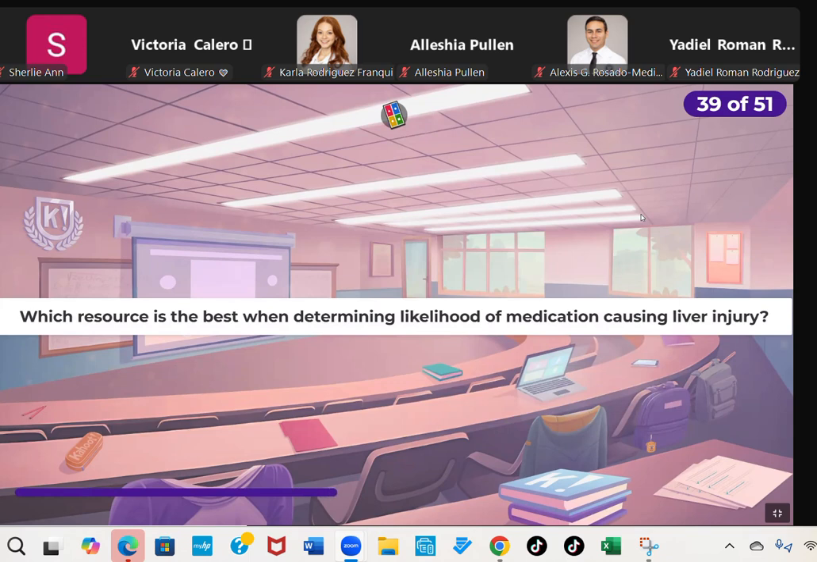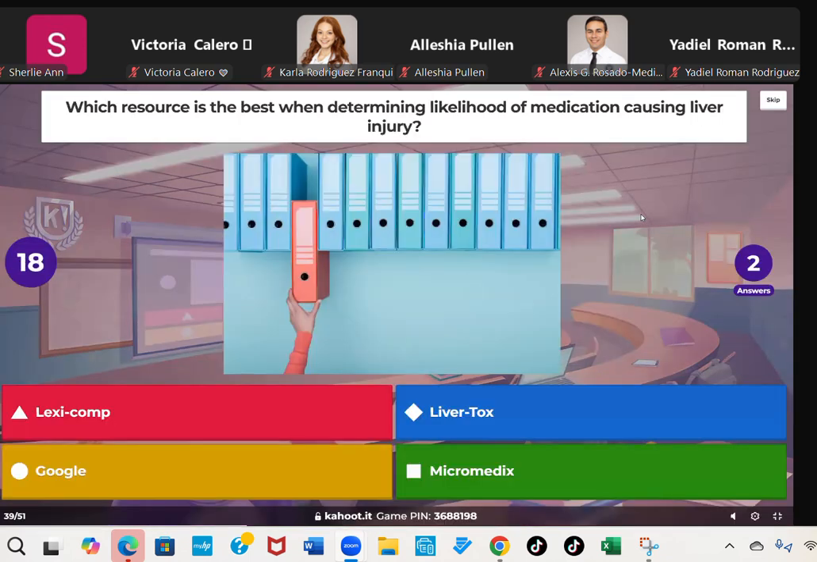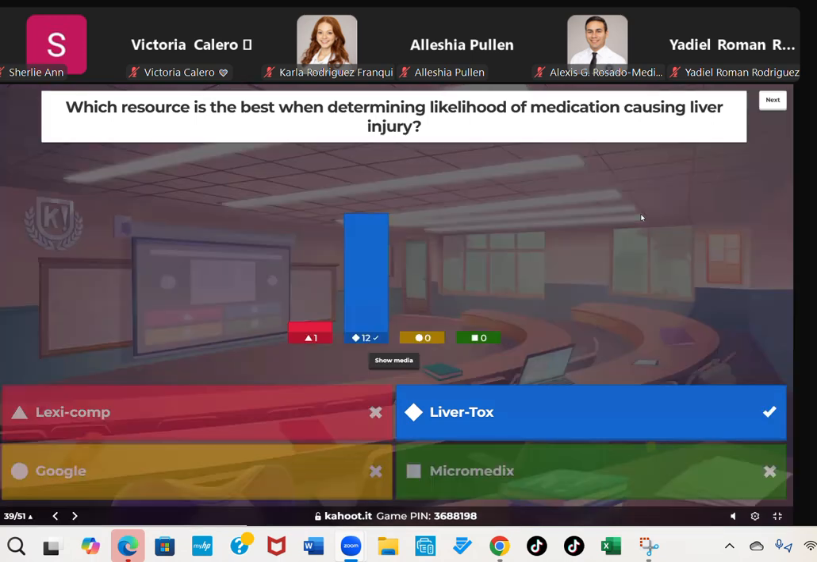Okay, which resource is best when determining likelihood of medication causing liver injury? Lexicomp, LiverTox, Google, Micromedex. Oops, Micromedex is spelled wrong. All right, excellent. LiverTox. Again, Micromedex and Lexicomp are basically the package insert in a database format, and those are not updated on a regular basis. LiverTox was last updated in December 2024. We'll see how much it is updated going forward.